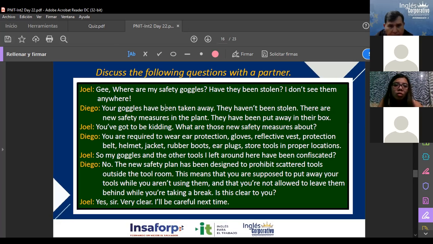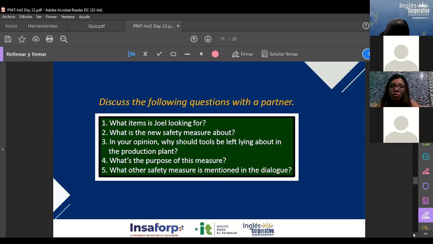Safety goggles, because he asked, where are my safety goggles? Goggles. Yes, right. He missed safety goggles.